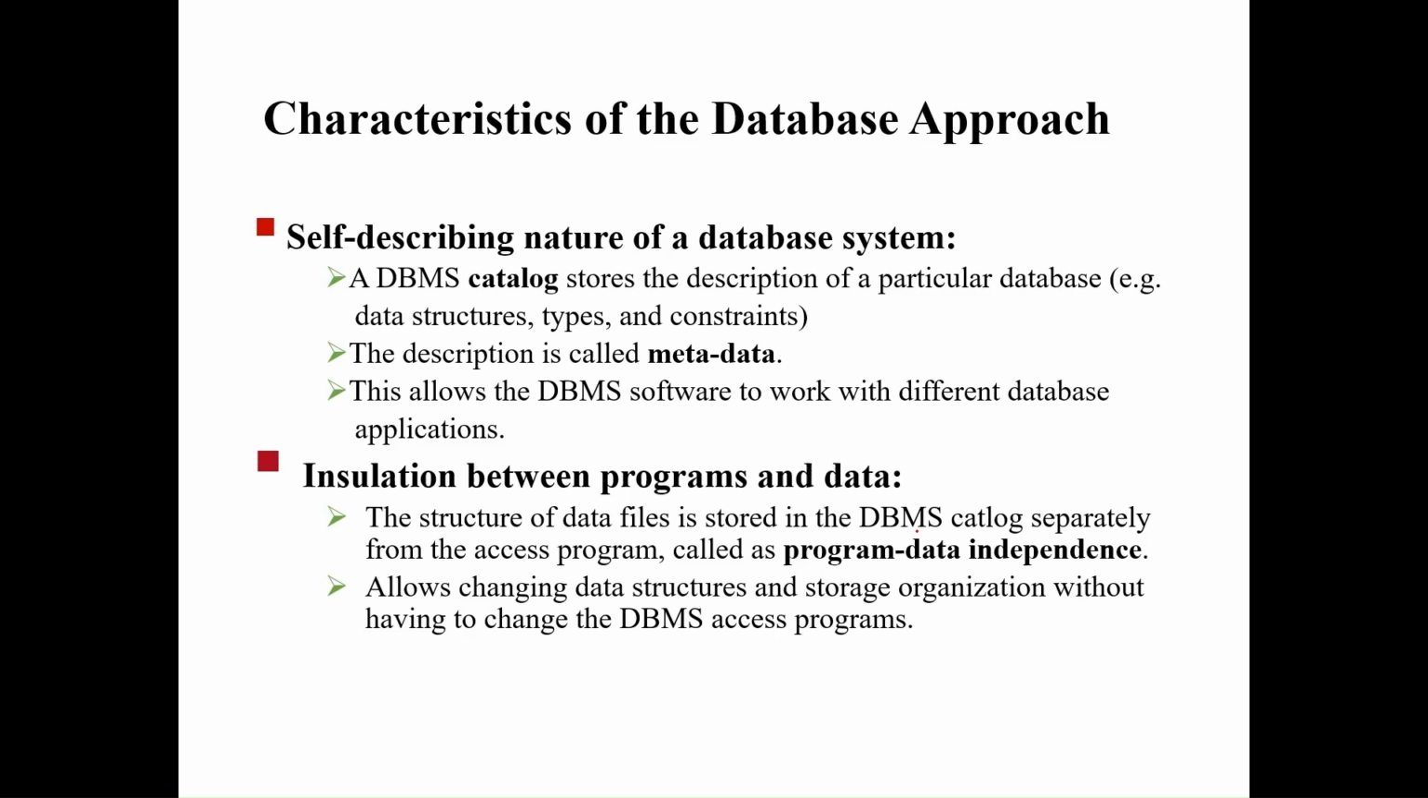Now, what are the characteristics? The first characteristic is the self-describing nature of the database system. A database system not only stores the data, but it also stores information about that data. That description about the data is called metadata. The DBMS catalog stores the description of a particular database. It stores what kind of data we are going to store, what their data structure is, and what the different constraints are. This allows the DBMS software to work with different database applications.